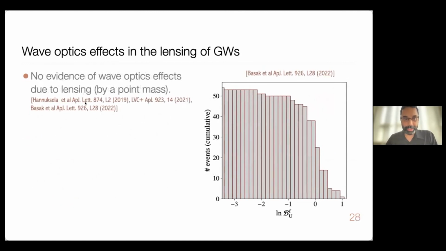And this has been done in the data from O1, O2, O3a, as well as the additional events discovered by the IAS group. This is, for example, the distribution of the Bayes factors that support the microlensing hypothesis in each gravitational signal. And you can see that the largest Bayes factor is of the order of e. It's the log Bayes factor. So there is no significant evidence supporting that we have observed signatures of microlensing in the gravitational signals.